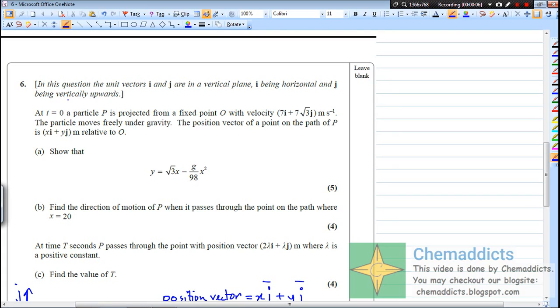Well fellas, guess what? Today we're gonna solve a problem of mechanics. So today our topic is projectile. So let's get straight to the question.